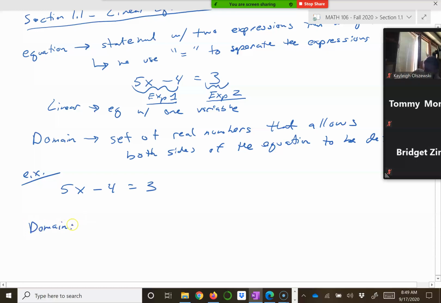Okay. Now, there's only a couple of things that you're going to have to look for in this section when dealing with the domain. You'll have to look for rational expressions, so that's going to be fractions with variables in the denominator, or you have to look for square roots. So for this particular equation, we do not have rational expressions, and we don't have a square root. So in that case, the domain we simply say is all real numbers.